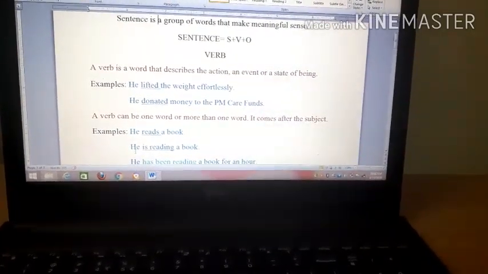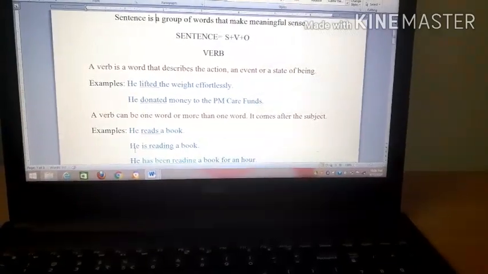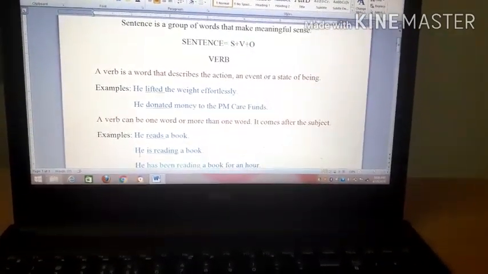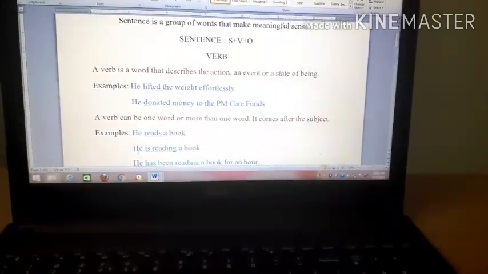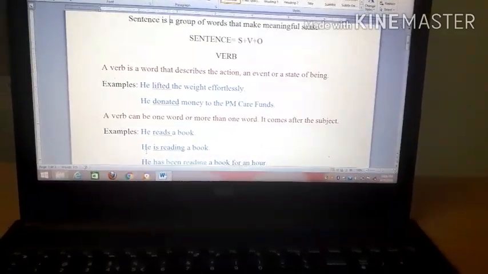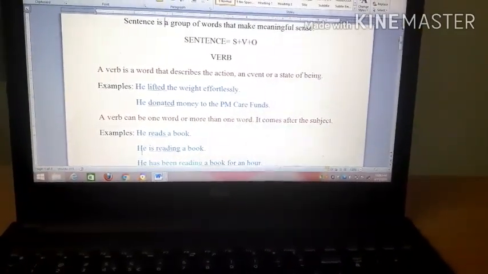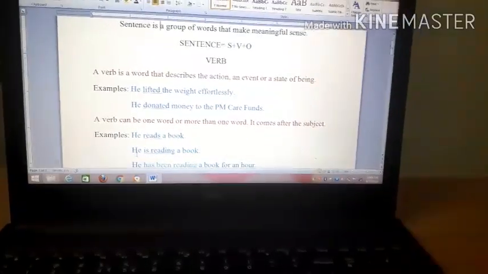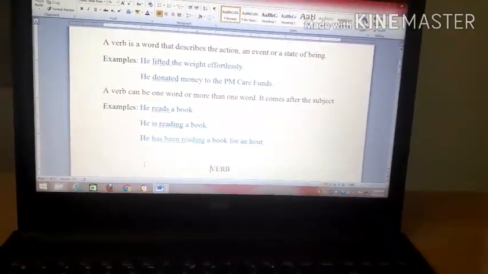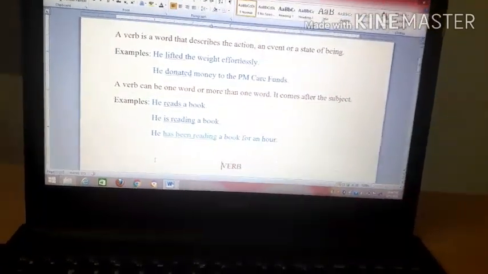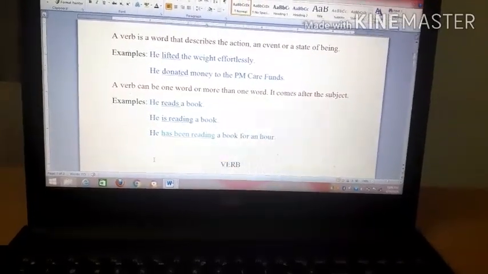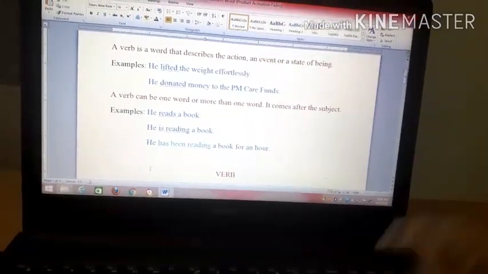A verb can be one word or more than one word. You can see the examples I've written. He reads a book. So reads is a verb here. Next, he is reading a book. Is reading is a verb here. And he has been reading a book for an hour. So has been reading. If I say he will have been reading a book for an hour, then will have been reading. We will always remember that the verb comes after the subject.